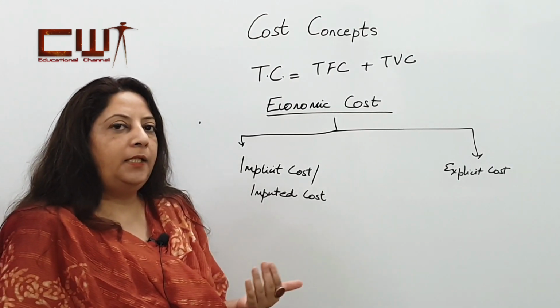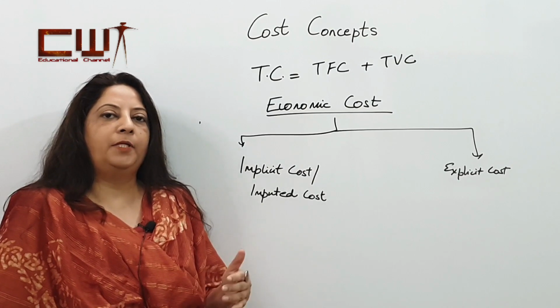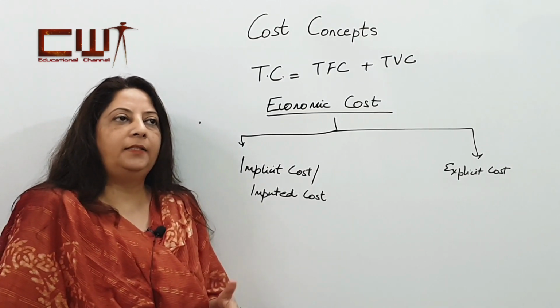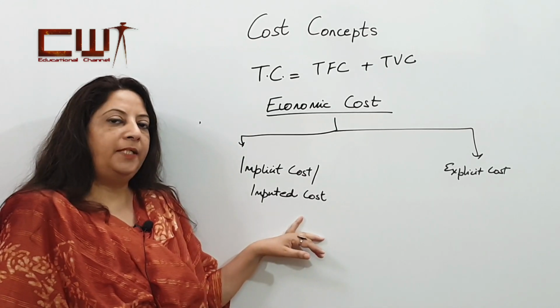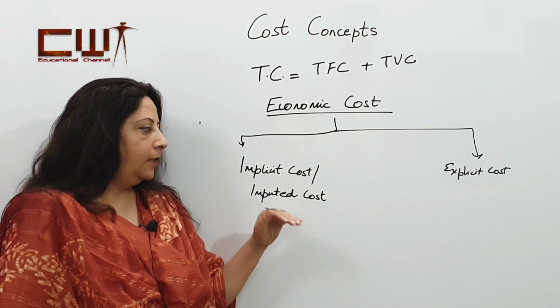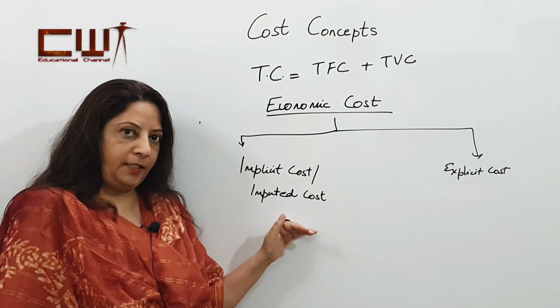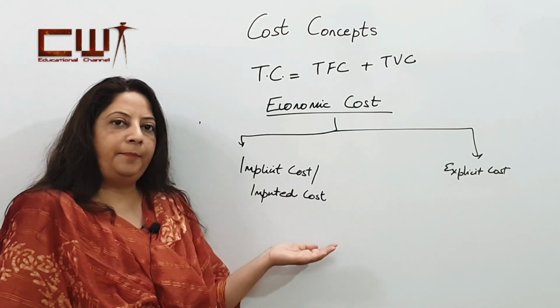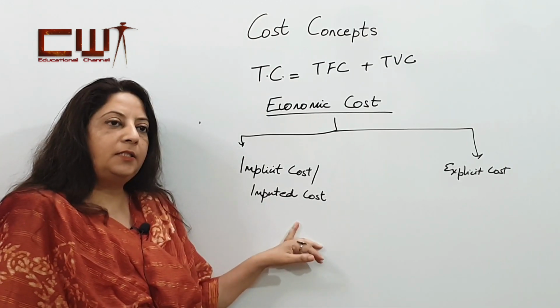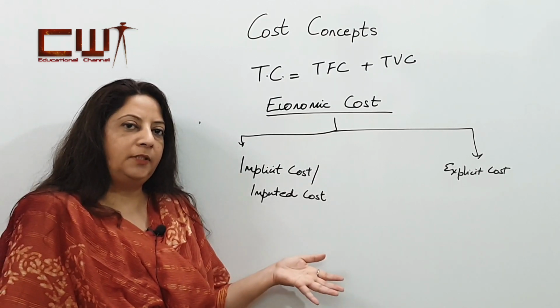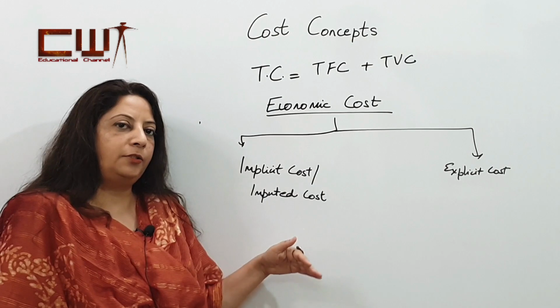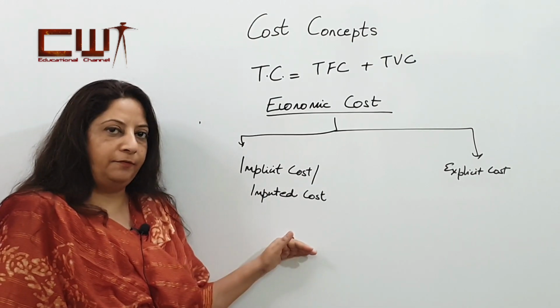Supposing a businessman is doing business from his own home, he is not paying rent to anyone outside the business. So, that becomes an implicit cost for the factor owner, for the entrepreneur. So, implicit costs are the costs which are not paid to any factor of production outside the business, but are the implied cost of the owner himself.